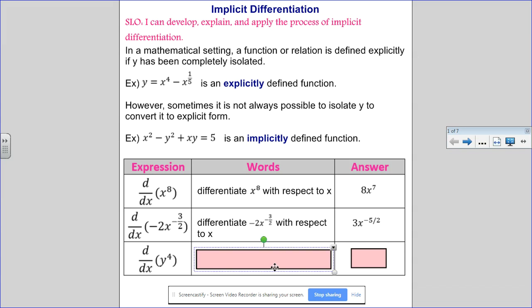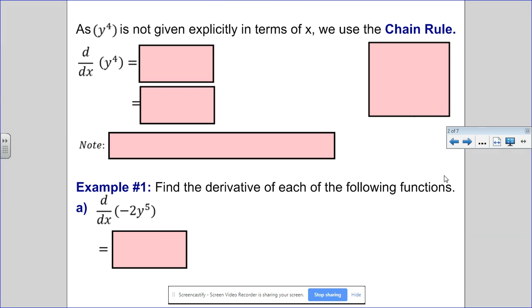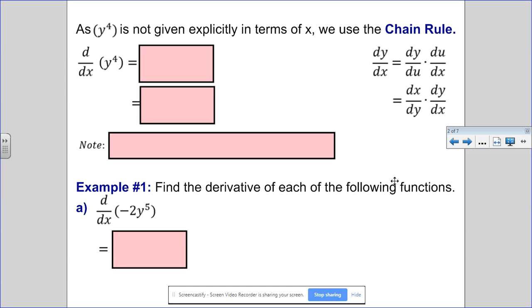Now when we get to y to the power of 4, we're differentiating this with respect to x still, and we don't know how to solve this. So it's not explicit, and we're going to use the chain rule to solve it. So we've got dy over dx equals dy over du times du over dx, which is the chain rule. It's something that we're familiar with. And instead of using u, in this case, we're going to use y.